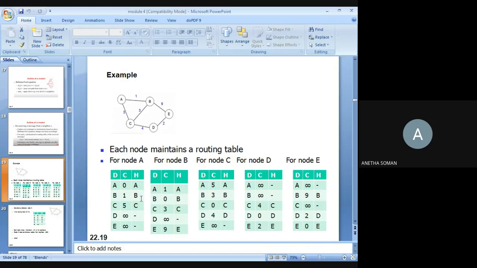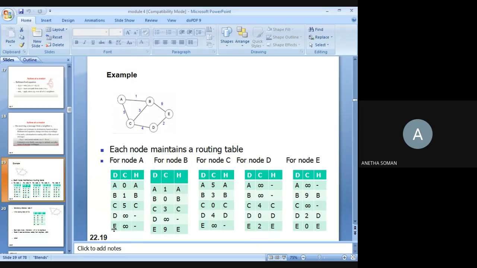Understanding? I'm writing the routing table for node A, right? Now, from A to C, I have to write it because C is my neighbor. I have just written it with a cost of 5. I can reach C with a cost of 5. Since it is a direct link, my next hop also remains the same.